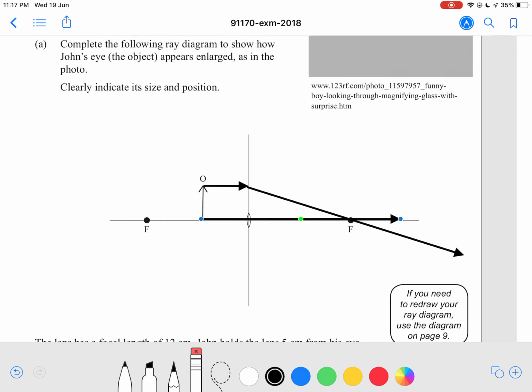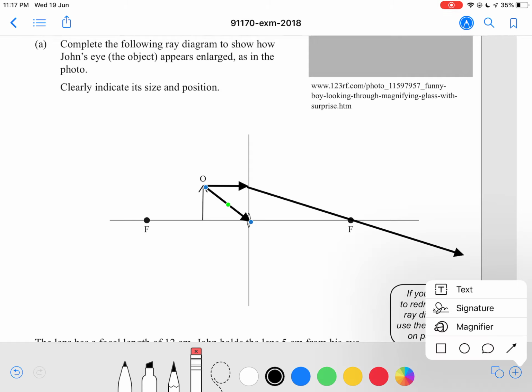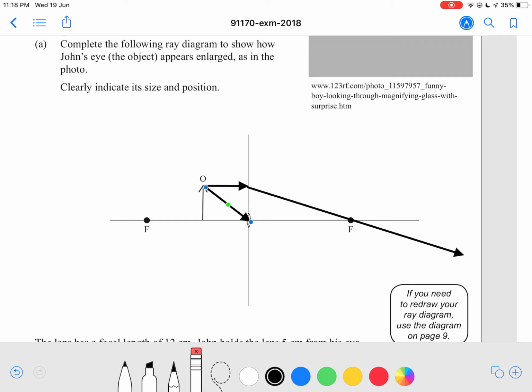Our second ray is going to go directly towards the convex lens, and it's going to pass directly through the centre of our convex lens. So here we have our two rays. These rays do not meet.